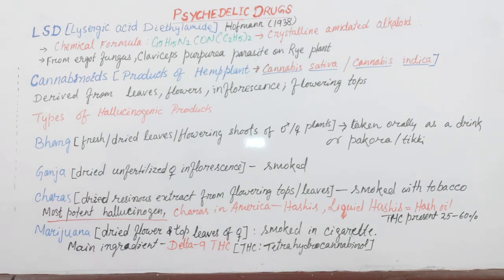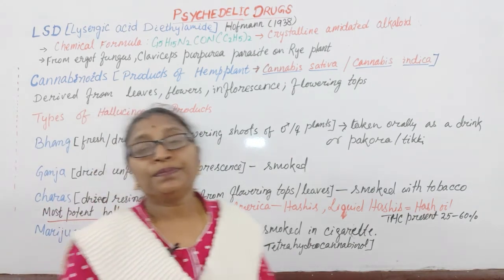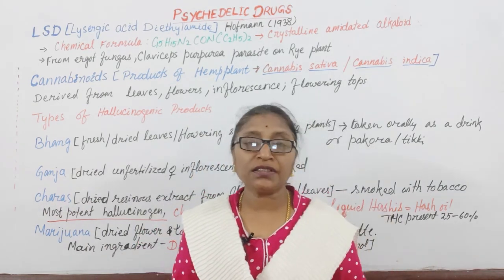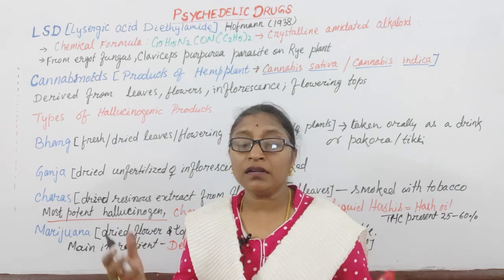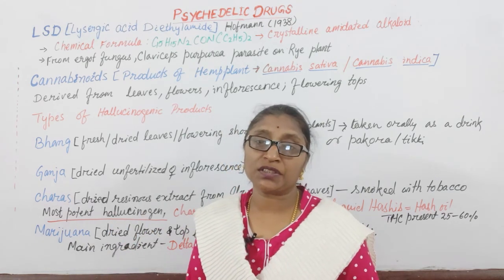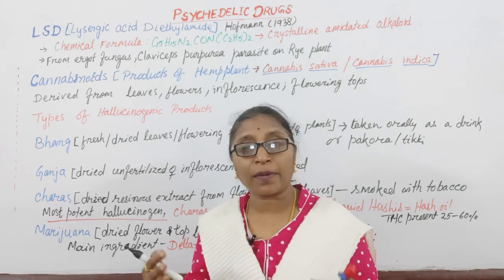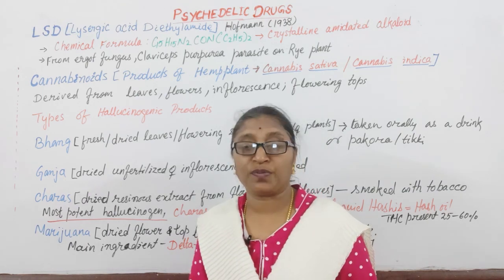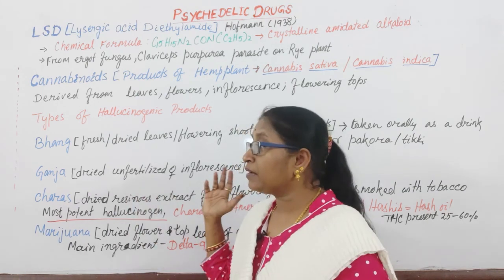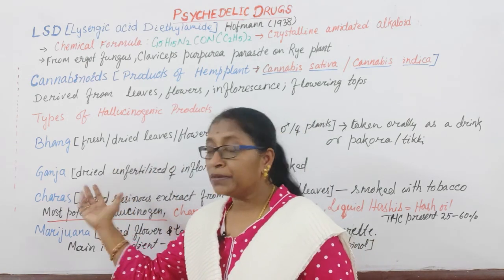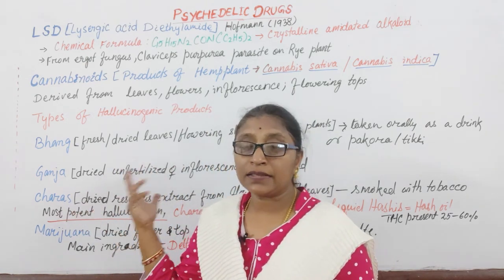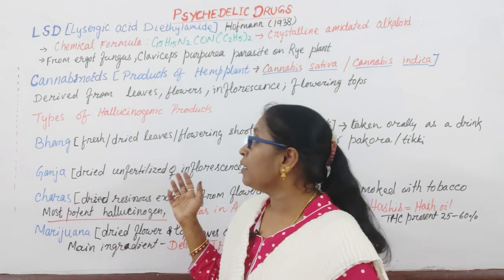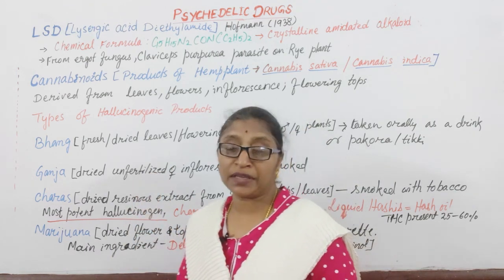So, what we discussed in the psychedelic drugs: the psychedelic drugs are the hallucinogens. They cause hallucinations, bring false dreams and false imaginations, which do not have any true sensory stimuli. The important ones are LSD, lysergic acid diethylamide, and the products of hemp plants like Bhang, Ganja, Charas and marijuana.